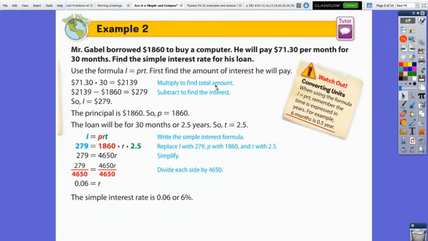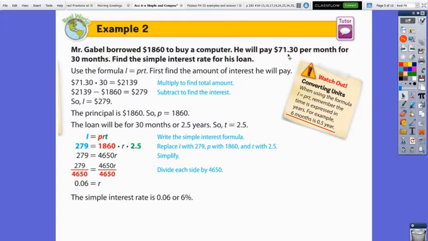Okay, well, sometimes you can go a little bit backwards, and maybe you're given the amount of interest and the principal and the time, and you want to find the rate. All right, so here, Mr. Gable borrowed $1,860 to buy a computer. He's going to pay $71.30 per month for 30 months.